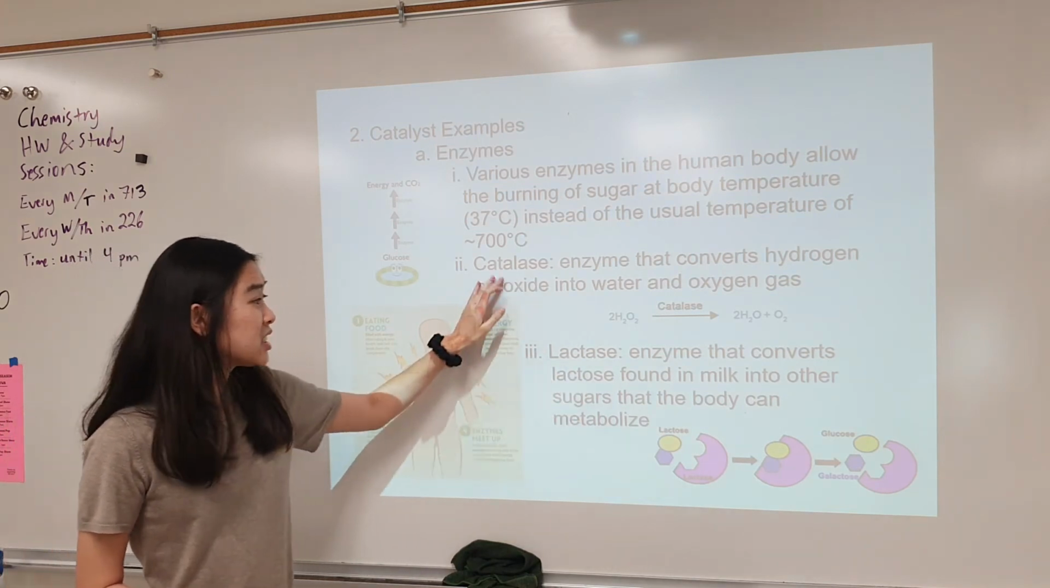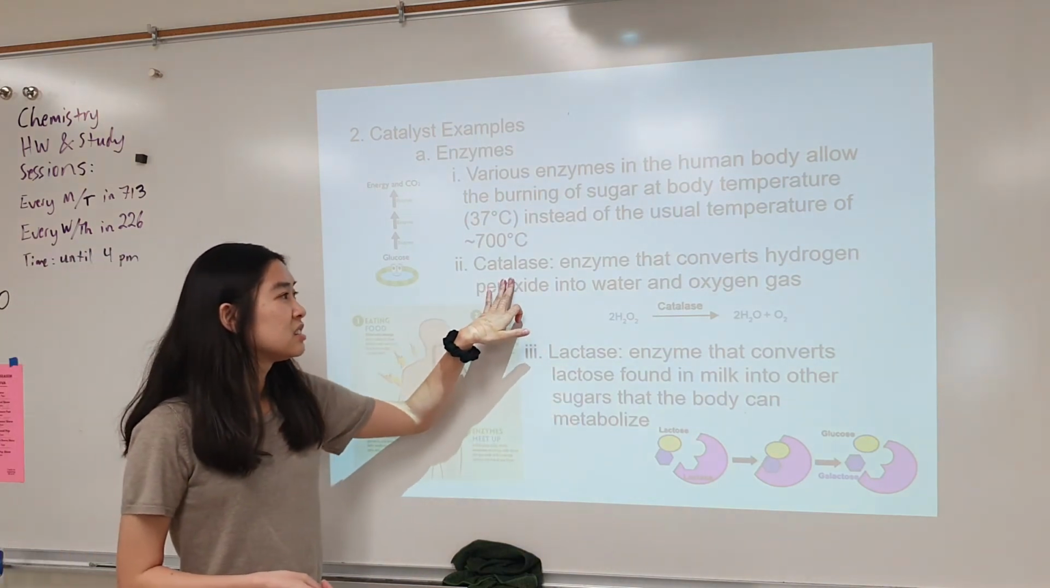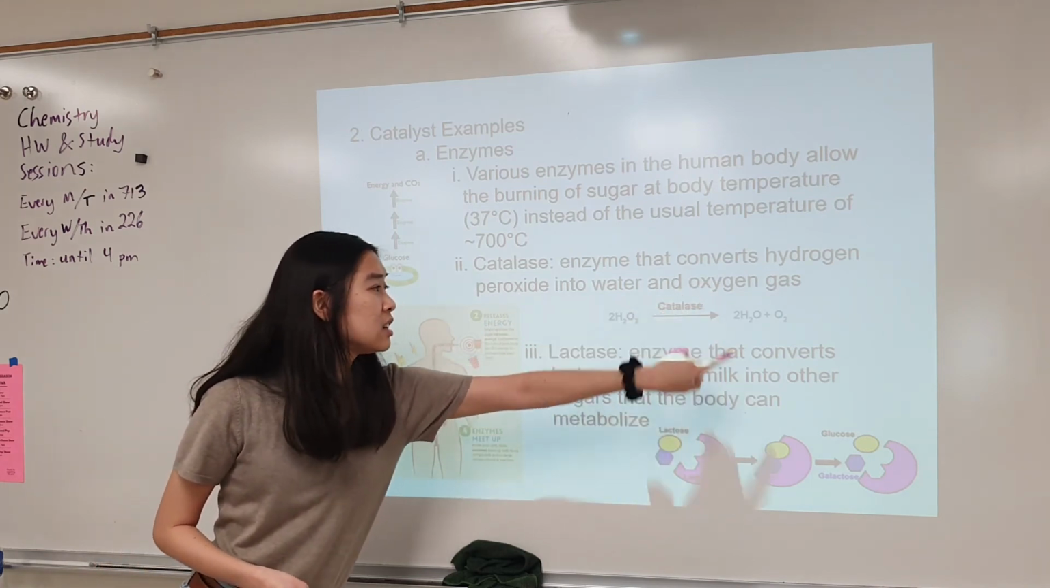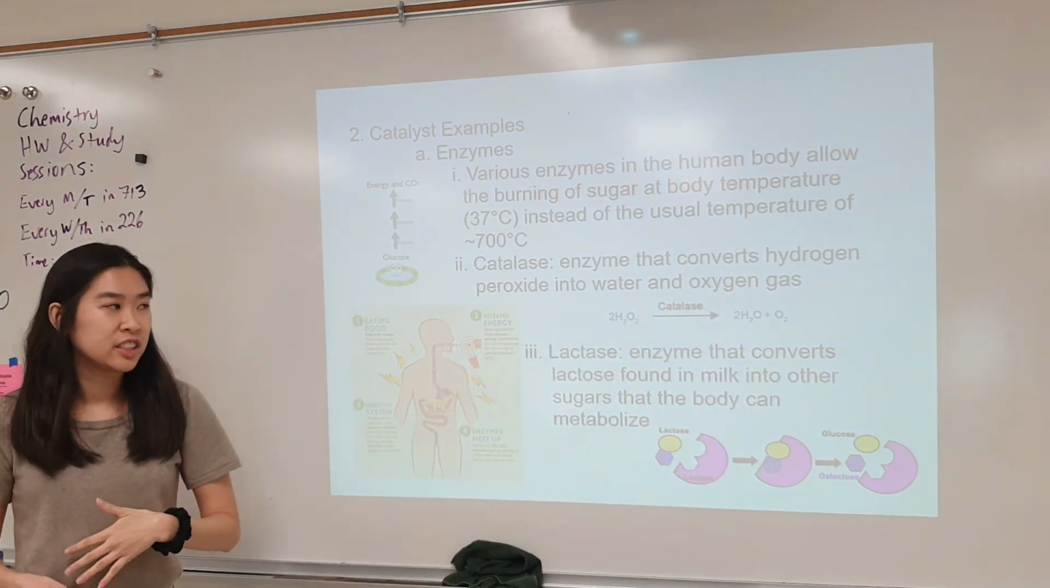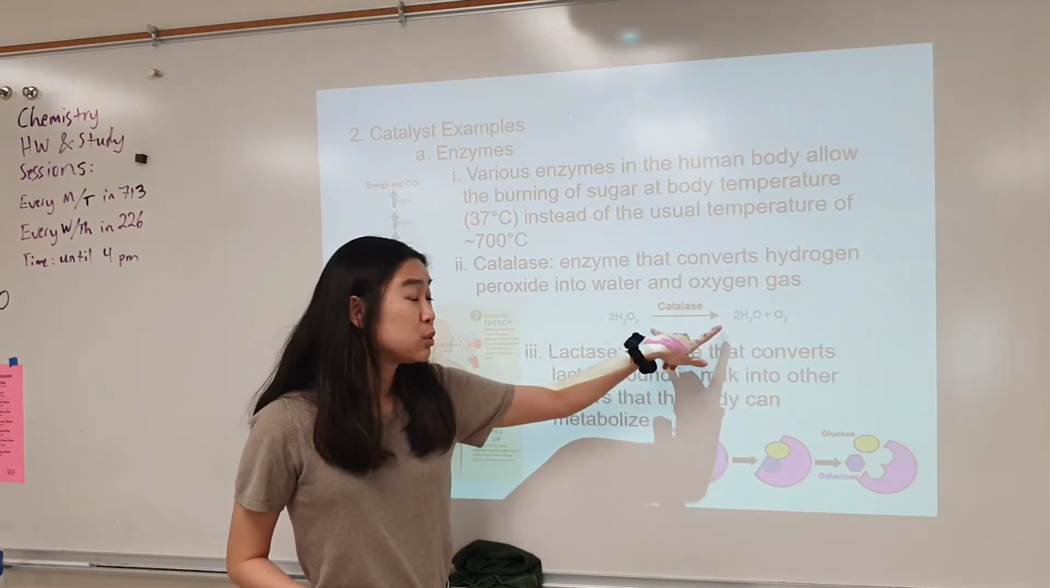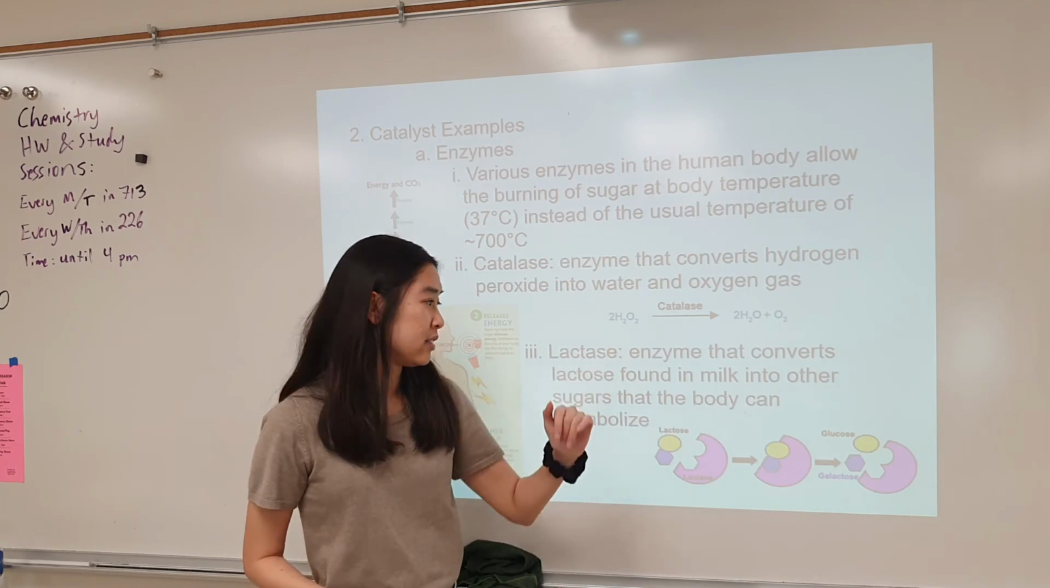Two specific examples of enzymes. There's catalase that converts hydrogen peroxide into water and oxygen gas, and that just brings the activation energy of this reaction down. So this reaction will still happen, just at a lower activation energy.